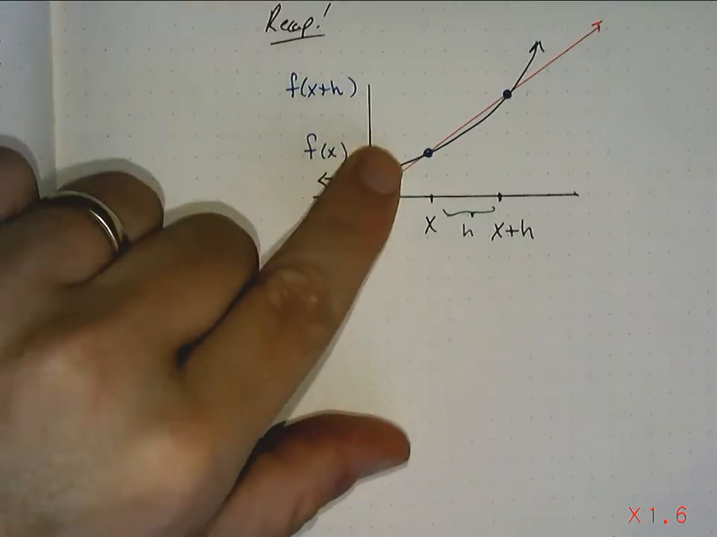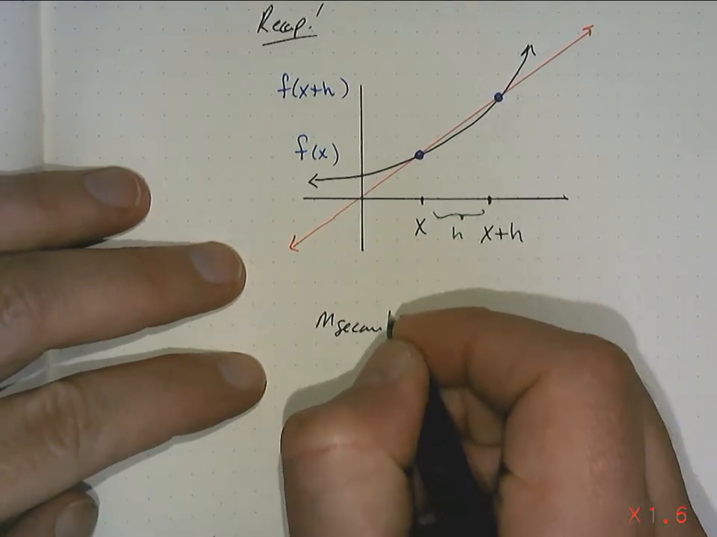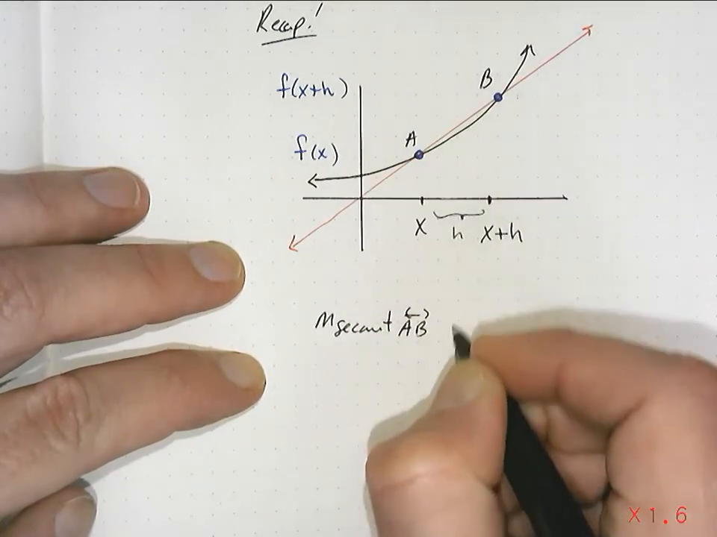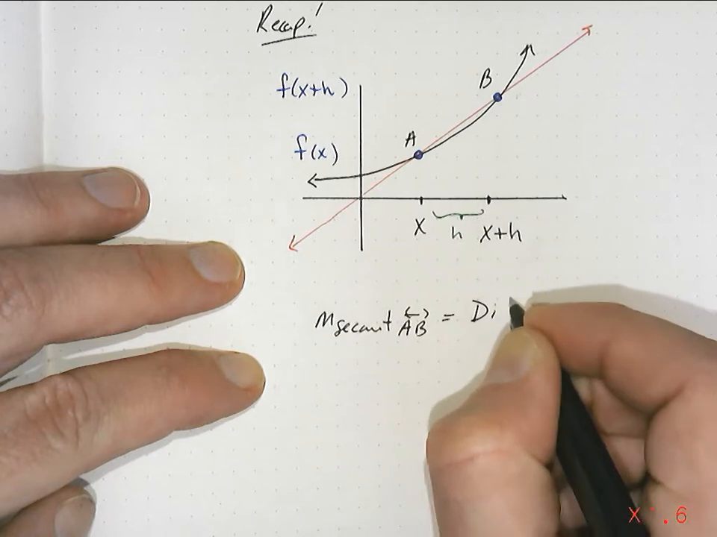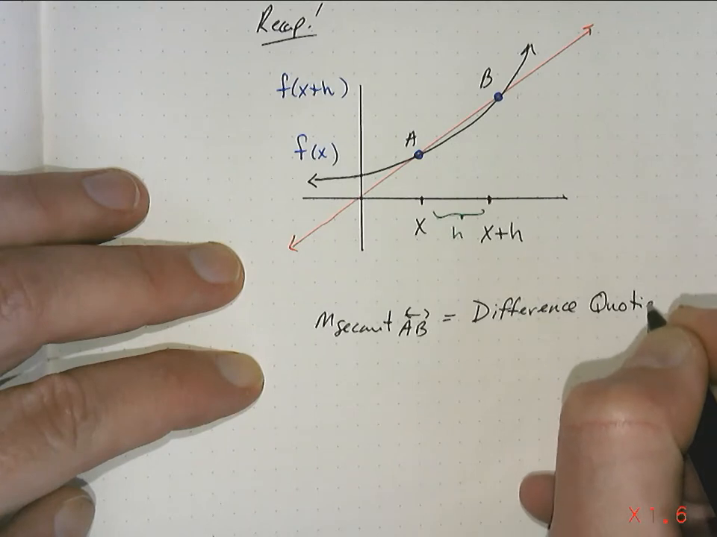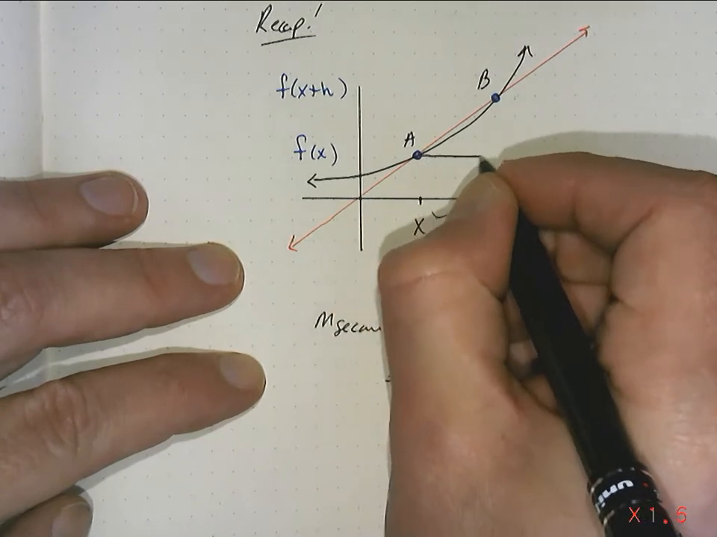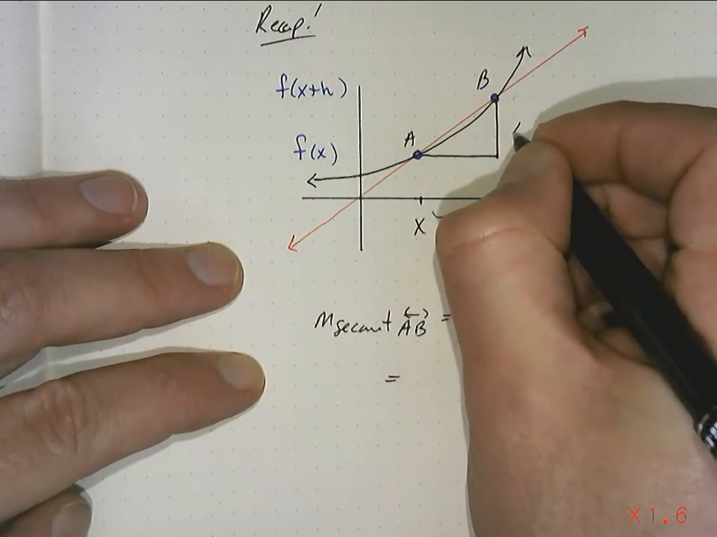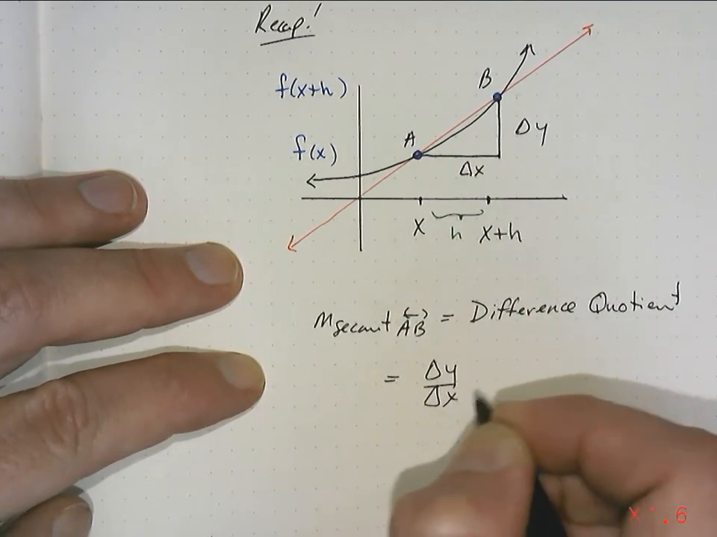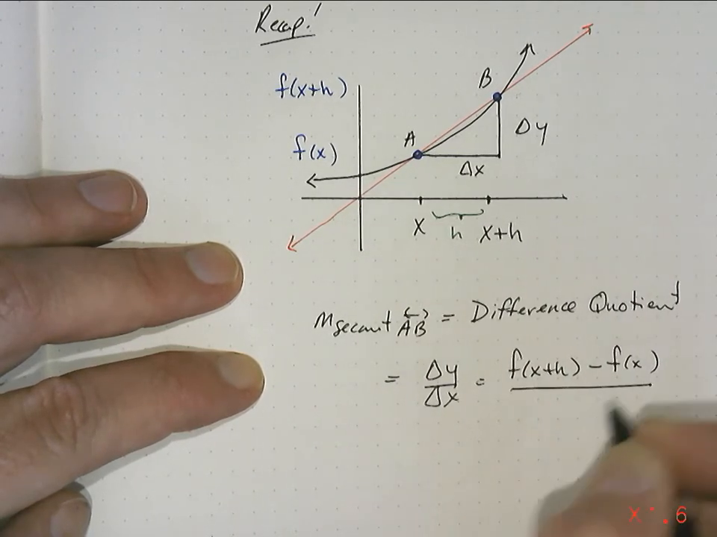Okay, so what we have now is we want the slope of the secant AB. I'm going to call this A. I'm going to call this B, which is also called the difference quotient, which by definition is going to be delta y over delta x. So delta y over delta x, which is f of x plus h minus f of x all over x plus h minus x.